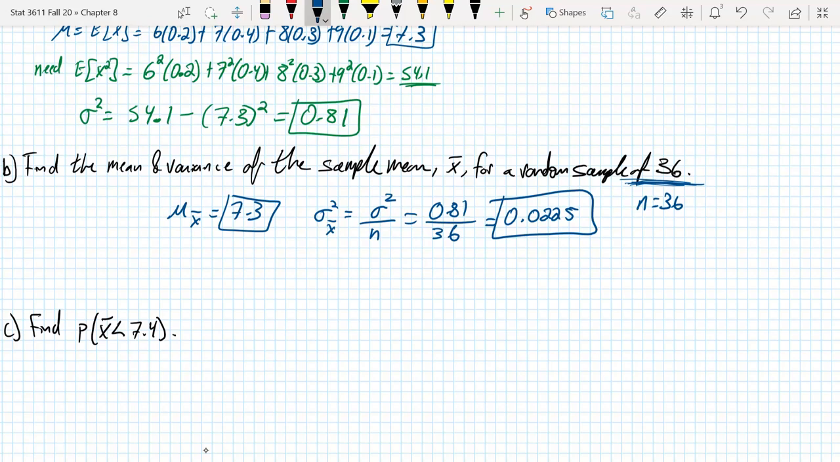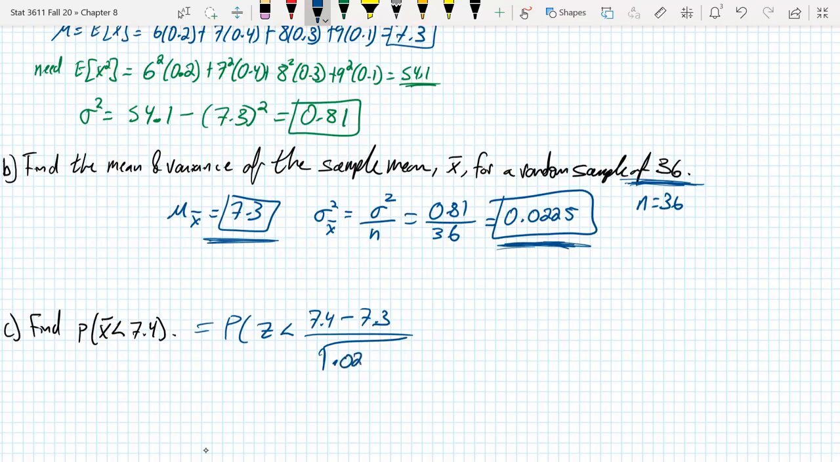Now this just becomes a typical normal distribution type problem, right? Because we know that x bar is going to be approximately normal with a mean of 7.3 and a variance of 0.0225. So this is equal to the probability that a standard normal random variable z is less than 7.4 minus the mean, which is 7.3, divided by the standard deviation. Remember, this is the variance, so the standard deviation would be the square root of 0.0225. There we go.